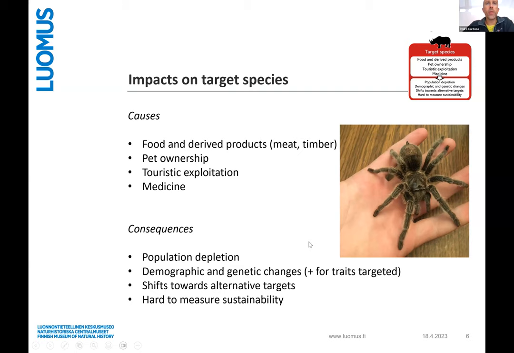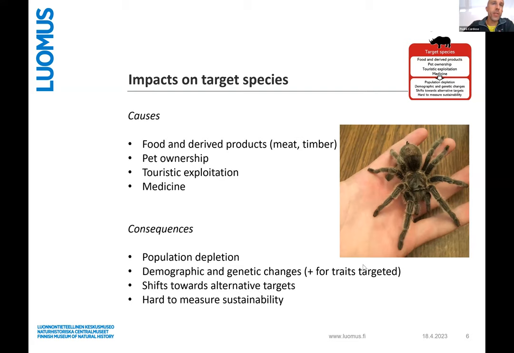And of course, it has large, direct consequences on the species which are traded. So you have population depletion. This is the most obvious, but also if you target individuals with certain traits, for example, if elephants with the larger tusks are the ones targeted, then you'll have demographic and genetic changes. There are shifts towards alternative targets. So if a species is so rare that it's hard to get a hold of it, then many traffickers or poachers will turn to alternative species.